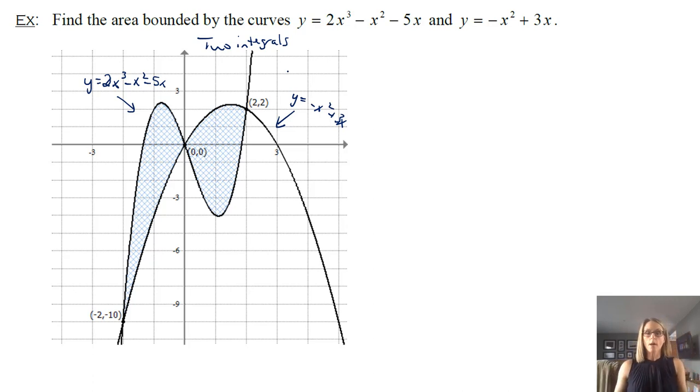These should always be positive because you're finding the area between curves. So the answer should always be positive. So two integrals, that's what's needed here. So we'll do our first integral, limits of integration. Anybody want to take a guess?